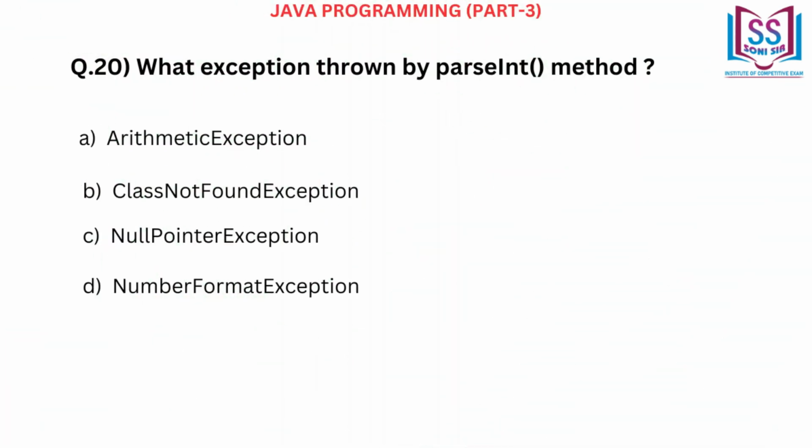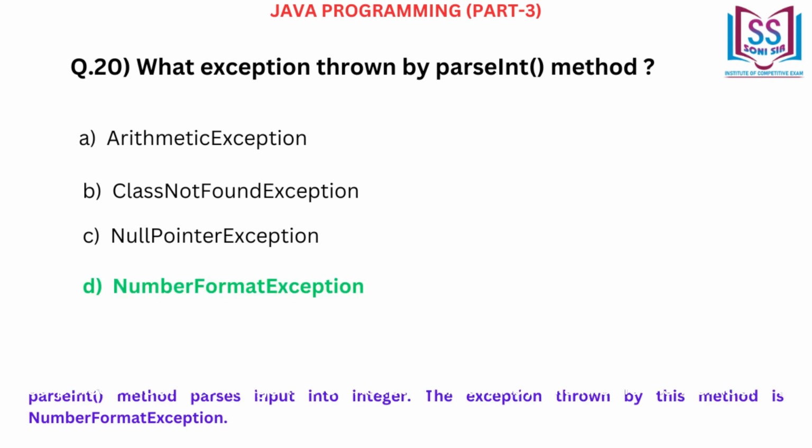What exception is thrown by parseInt method? A. Arithmetic exception. B. Class not found exception. C. Null pointer exception. D. Number format exception. Correct answer D. Number format exception. ParseInt method parses input into integer. The exception thrown by this method is number format exception.